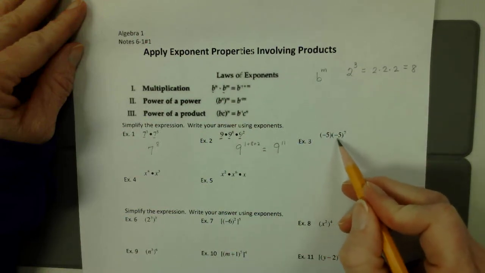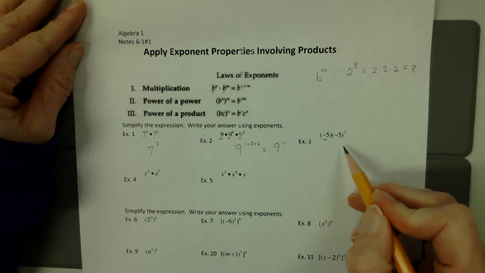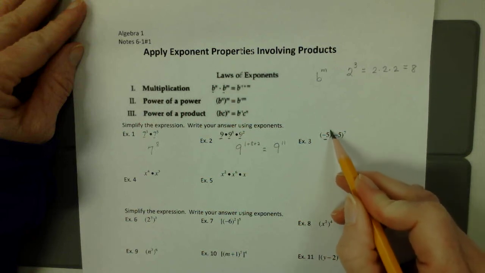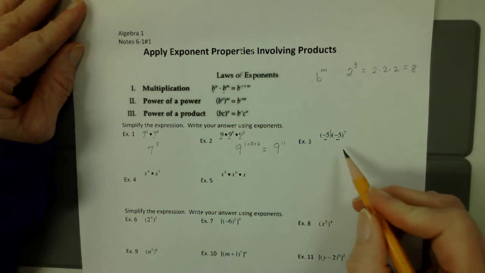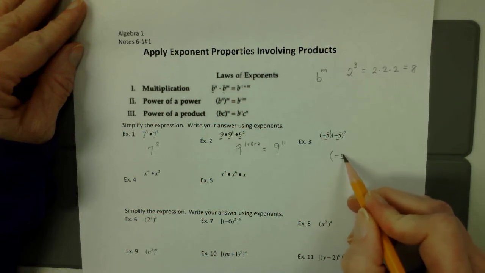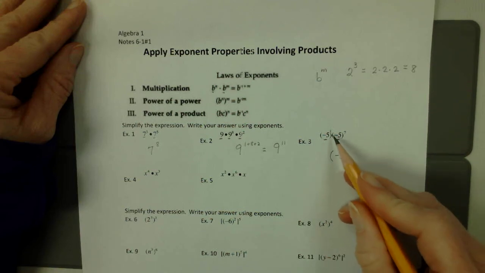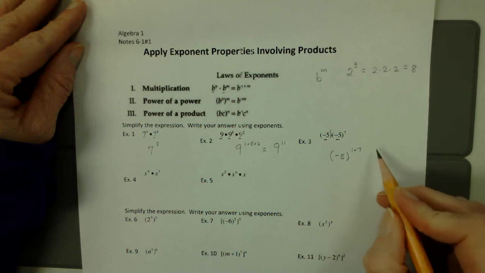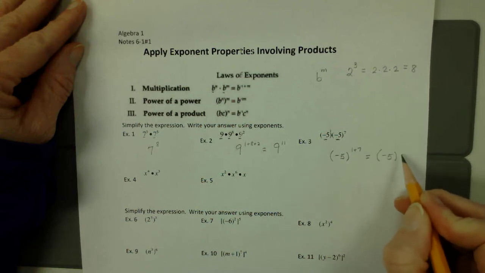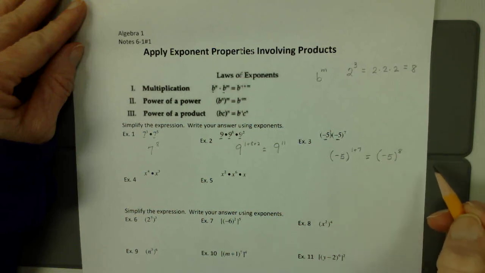Example 3, I've got the same base. This is a base of -5 to the first power, and this is a base of -5 to the 7th power. So I leave the base the same, and I'm going to leave it in parentheses. 1 plus 7. We always add our exponents together when we're multiplying. So the base stays the same, and it's raised to the 8th power.